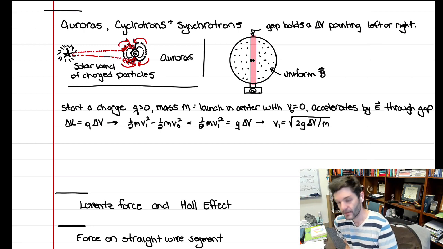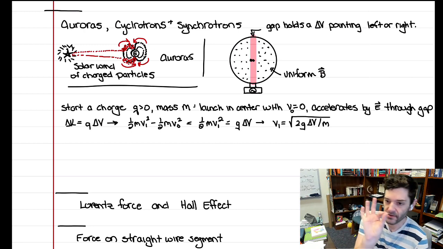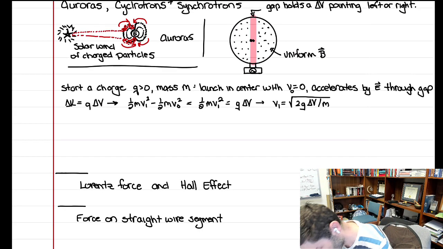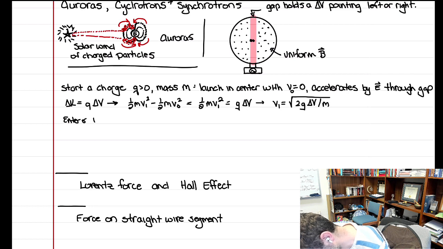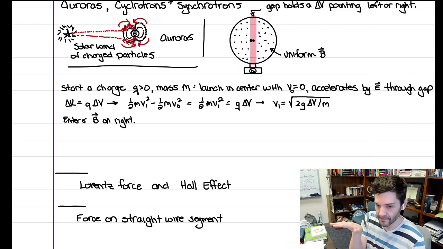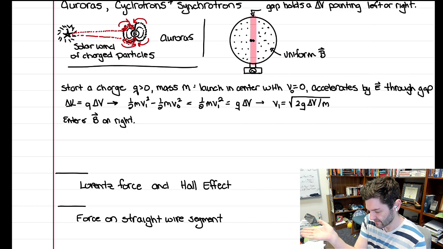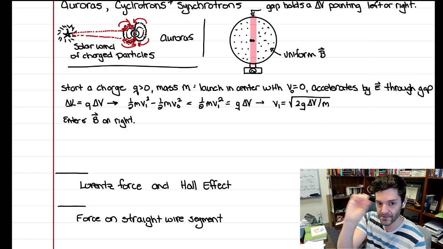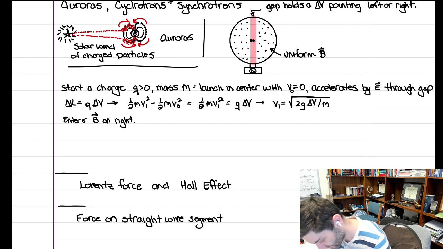So now it has a little boost of speed. It then enters the magnetic field region on the right. It enters the B field on the right. It feels a magnetic force. Again, if v is going to the left, B is out of the page. Seems like it's going to feel a force that initially points downward, but we know from the previous page, it's going to complete a little semicircle. It's going to complete half a circle.